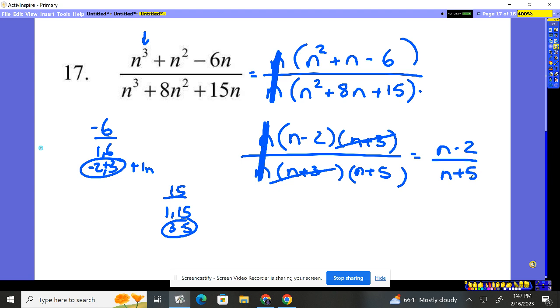So much easier. I mean, imagine you had to plug in the number 10. 10 minus 2 is 8. 10 plus 5, 15. That took me a second. Imagine if you had to come up here and plug in the number 10. 10 cubed plus 10 squared minus 6 times 10, and then 10 down here. Take forever. So this is our answer, beautifully simplified.